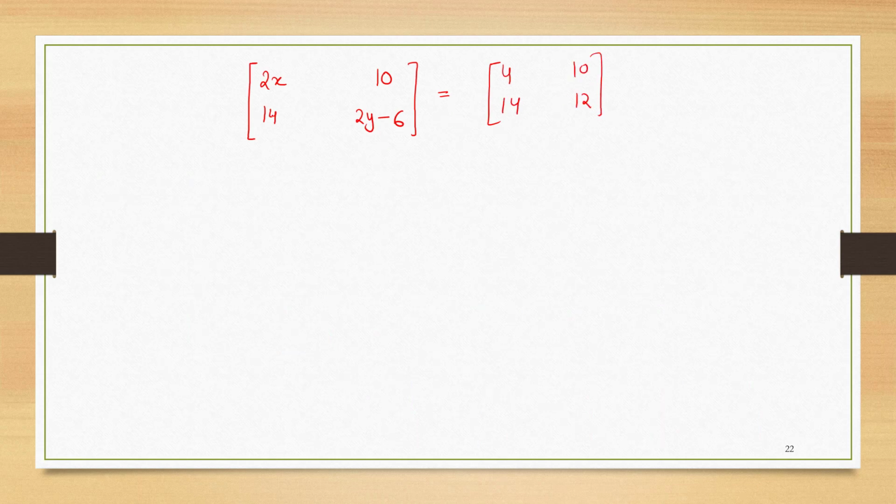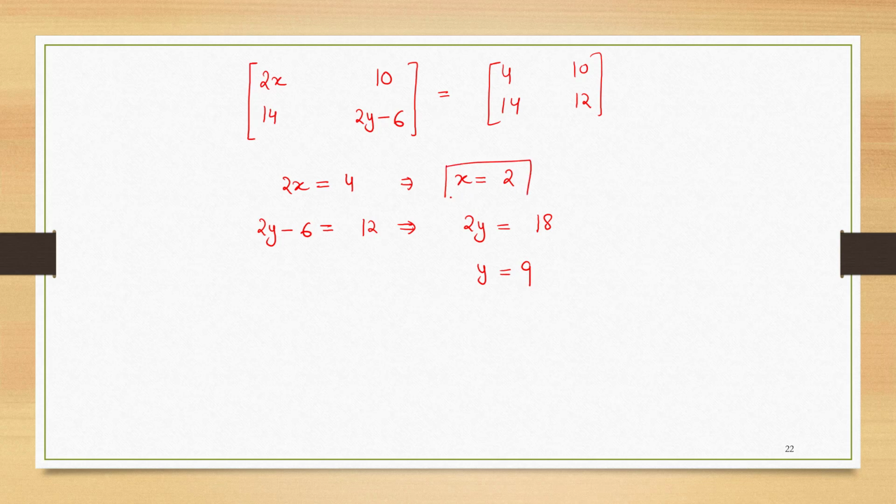Let's solve them. So solving the first part, 2x equal to 4, we get x equal to 2. And solving the other entry, we get 2y minus 6 equal to 12. So that 2y is equal to 12 plus 6, 18, or y is equal to 9. So x equal to 2 and y equal to 9.